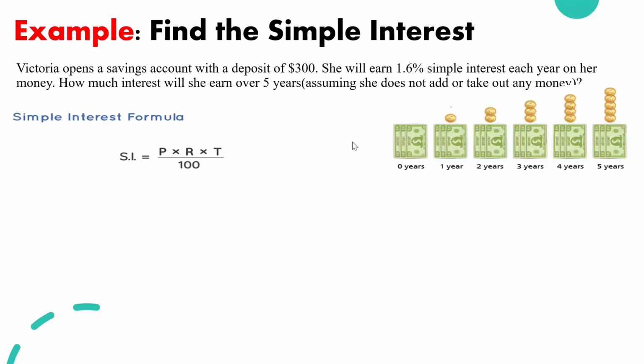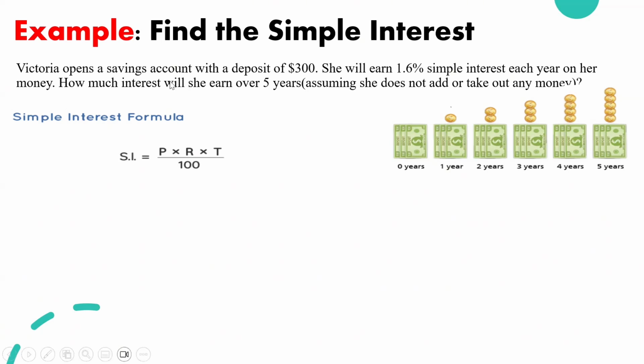Let us go into our example to give you a better understanding of what we mean by those terms and how we calculate or find simple interest. So this example says Victoria opens a savings account with a deposit of $300. She will earn 1.6% simple interest each year on her money. How much interest will she earn over 5 years, assuming she did not add or take out any money?